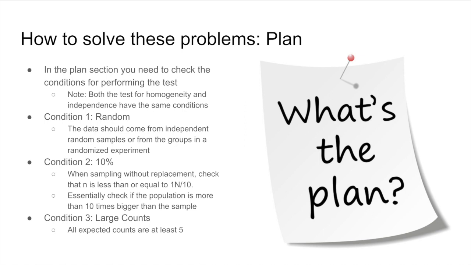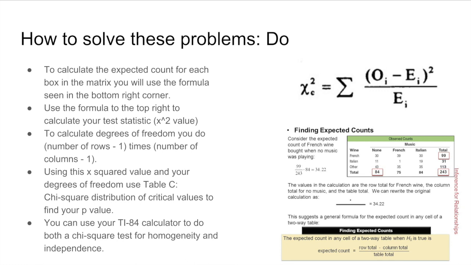When sampling without replacement, you need to check that n is less than or equal to 1/10 of the population size. So essentially, check if the population is more than 10 times bigger than the sample. And the third is large counts, and this is all expected counts at least 5, not all observed counts, all expected counts.